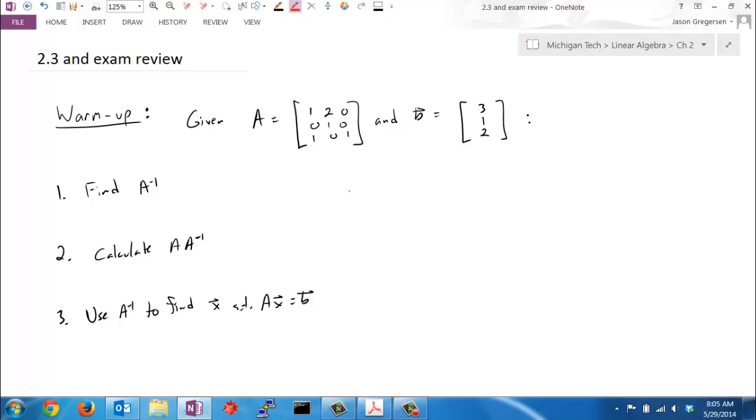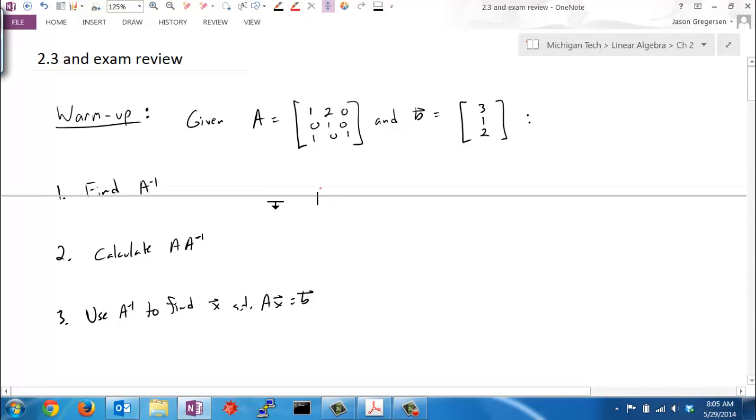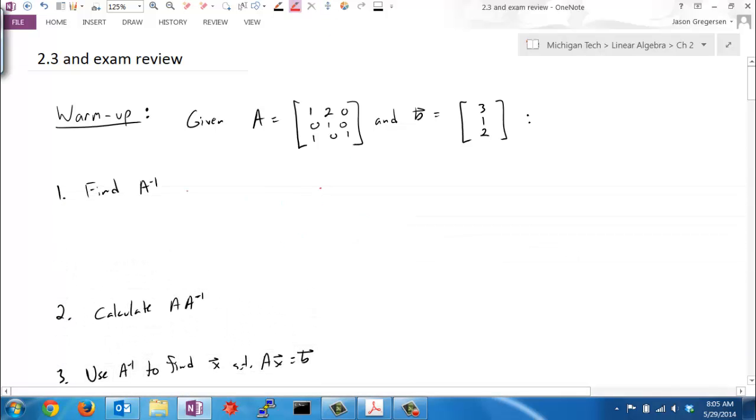So we'll start off by trying to find the inverse. So to find the inverse here, I'm going to write my matrix A augmented with the identity matrix, in this case a 3 by 3 identity. I'm going to try to row reduce it so that the left-hand side of that augmented matrix is identity.